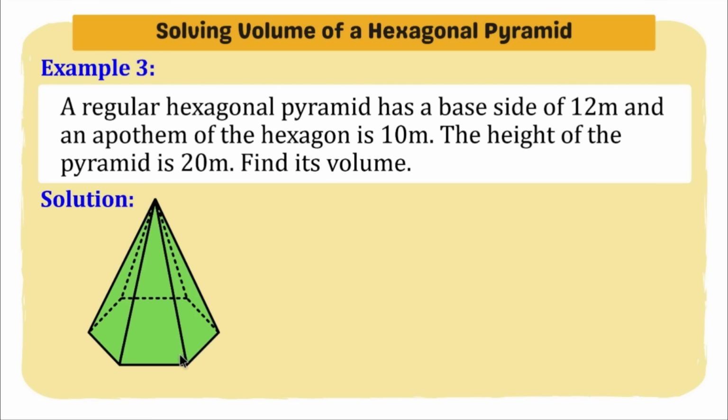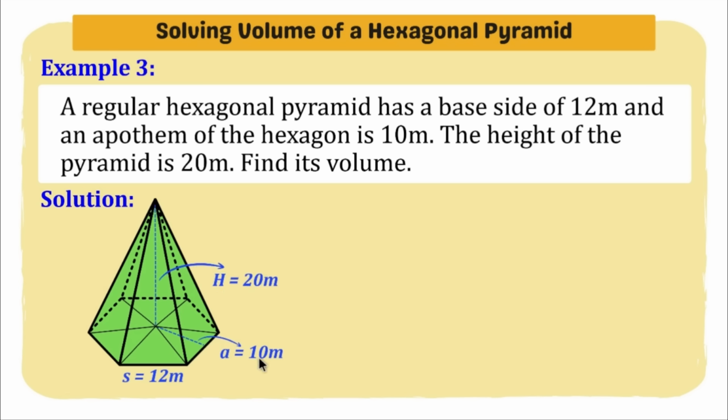So we have here the pyramid with the 6-sided polygon or hexagon as its base. And let's label the parts. 12 meters is its side. Each side is 12 meters. And then the apothem is 10 meters. So if we're going to divide this into 6 triangles, the apothem will serve as the height, which is 10 meters. Now, the height of the pyramid itself is 20 meters. There you go. So you will use the capital letter H, 20 meters.